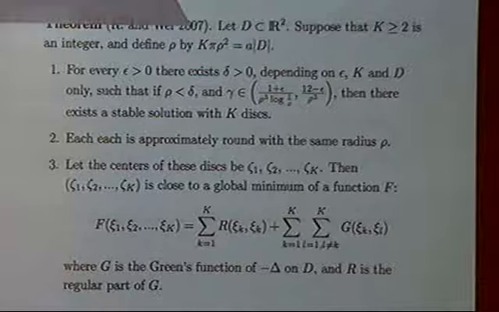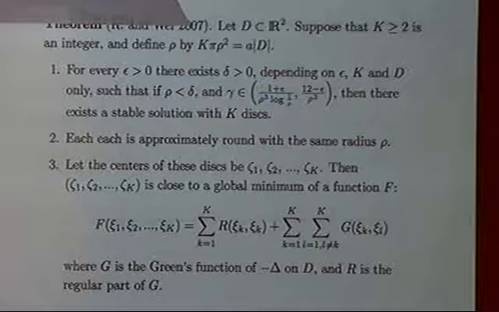And that stable solution has k components. And each component is close to a round disk, approximately round, not exactly round. And the radius of this approximate disk is more or less equal to rho. And if we use theta 1 up to theta k to denote the centers of these disks, then these thetas must be close to a global minimum of a finite dimensional function. And this function is called f.